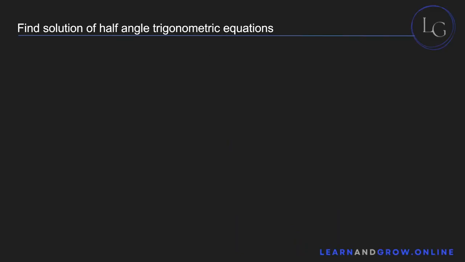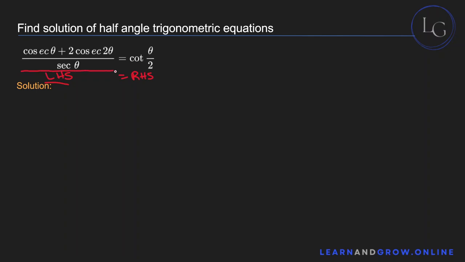Now let's find the solution of a half-angle trigonometric equation, and we'll use the half-angle property over here. We need to prove that this left-hand side of the equation is equal to this right-hand side, and basically we'll take the left-hand side in this case because it's easier to go from a bigger expression to a smaller expression, and the bigger expression is on the left-hand side over here. Okay, and we'll apply the properties on it to eventually turn it into the right-hand side.